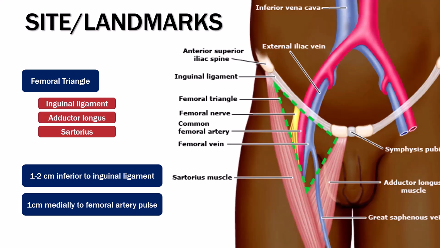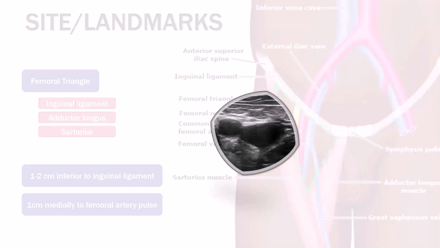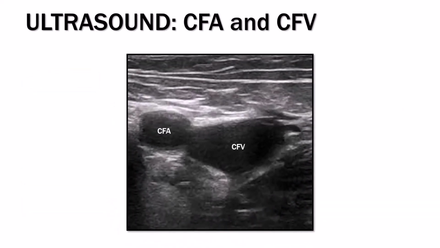Let's apply ultrasound to this thought process. So we come 1 to 2 centimeters caudally to the inguinal ligament, and we would see this on ultrasound. This is commonly referred to as the peanut sign in the ultrasound world. As you can see, we can identify the common femoral artery and the common femoral vein.